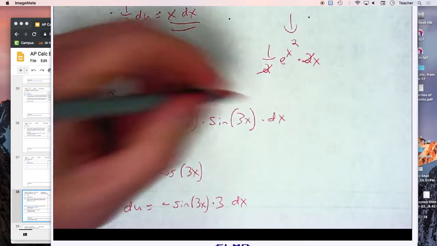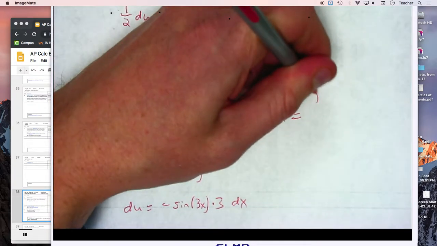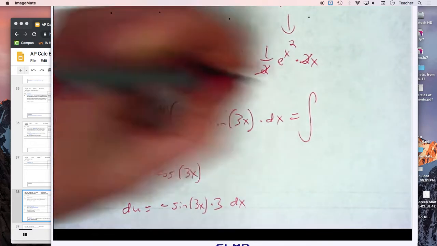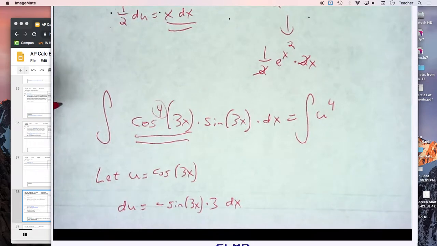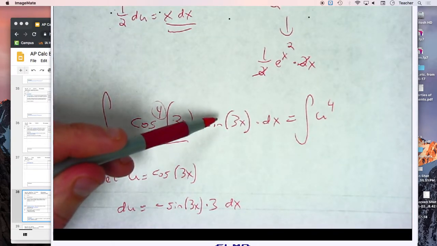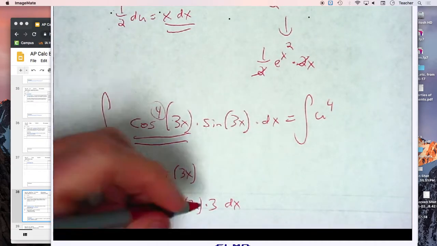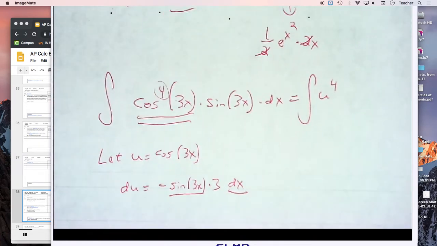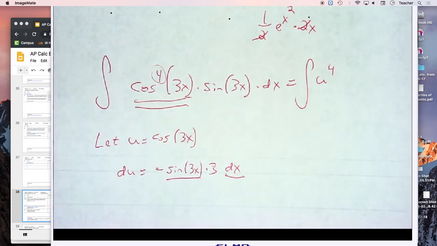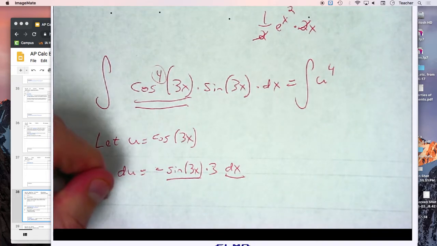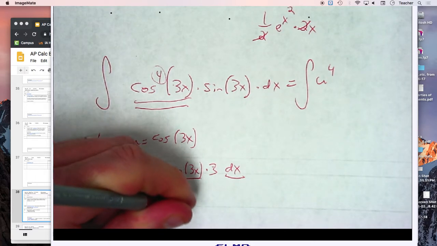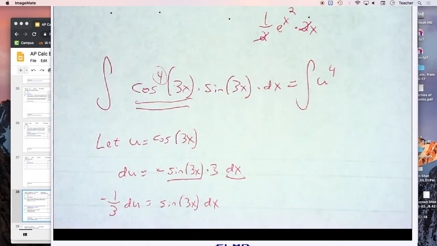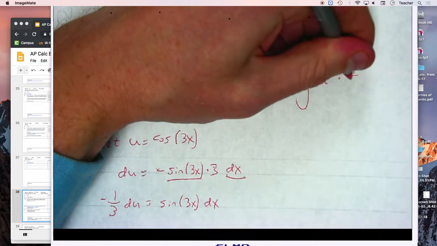And so now when I go to rewrite this, right, what am I going to have? Well, I have cosine of 3x to the 4th, and so that's u to the 4th, right? So that takes care of that whole mess, obviously much simpler. And then I need a sine 3x dx. And so I see a sine 3x dx there. And of course, the only thing that's messing me up is the negative 3. So I'm going to move the negative 3 over here. And so now I know what sine 3x dx equals. It equals negative 1/3 du.